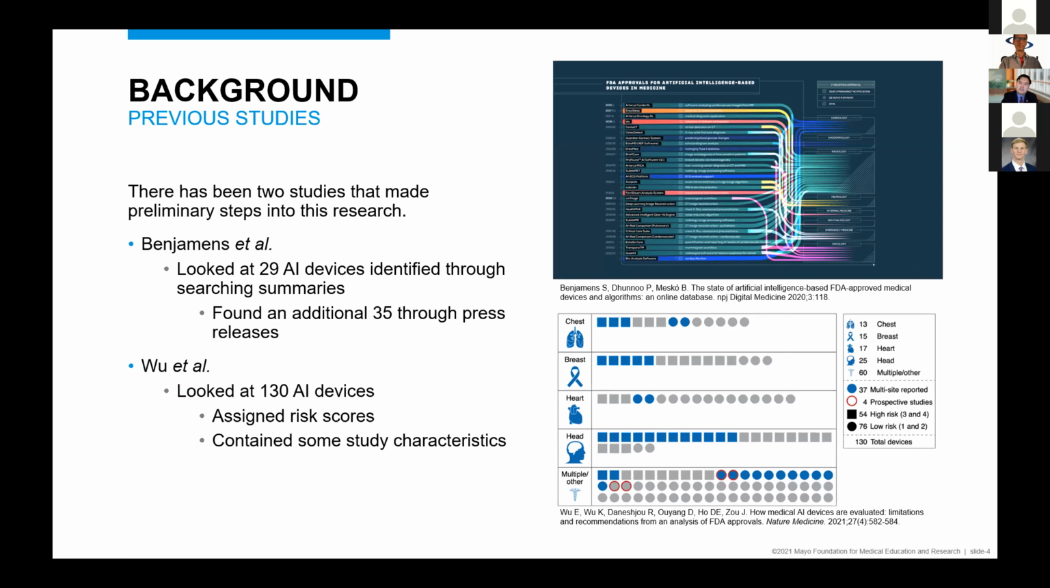So there have been two previous studies focused on this topic. In 2020, Benjamens and colleagues identified 29 AI devices through searching the FDA database for relevant terms, and another 35 through website announcements and press releases. They categorized them into medical specialties, but there wasn't much discussion on the data or study type that was used to approve them. And earlier this year, Wu and colleagues looked at 130 devices and briefly looked at whether the study was retrospective or prospective. However, it stops short of deciphering the standards used to approve these devices.